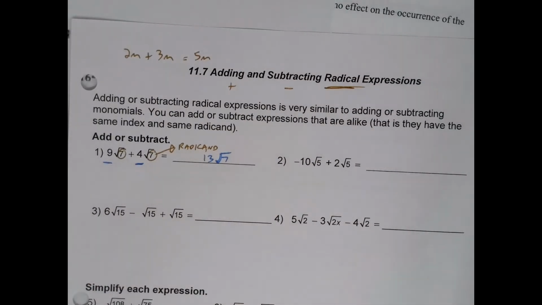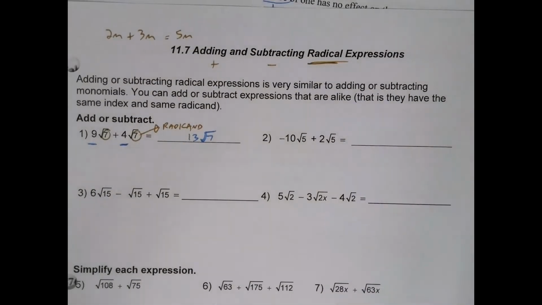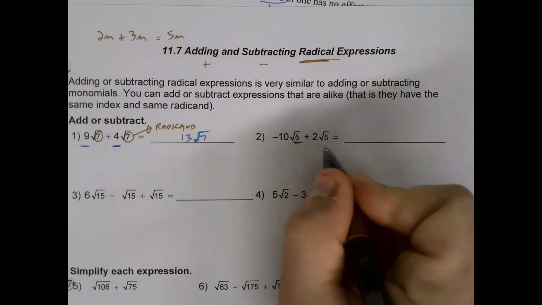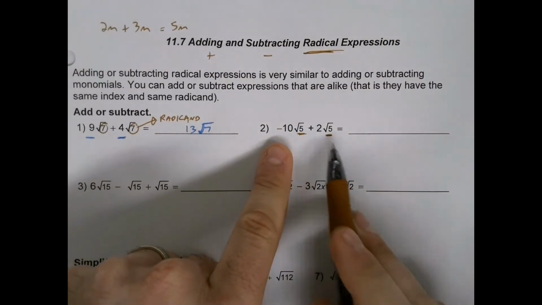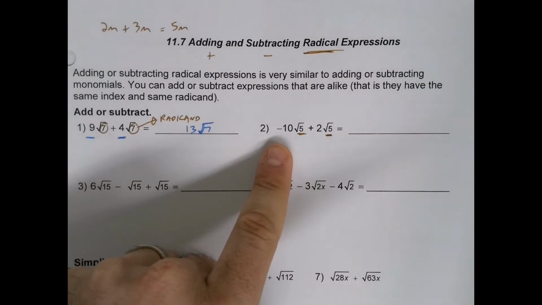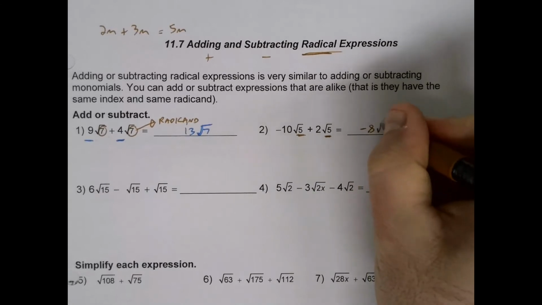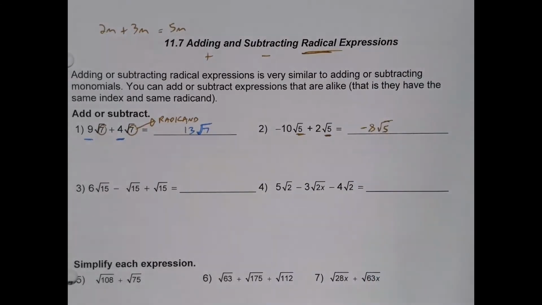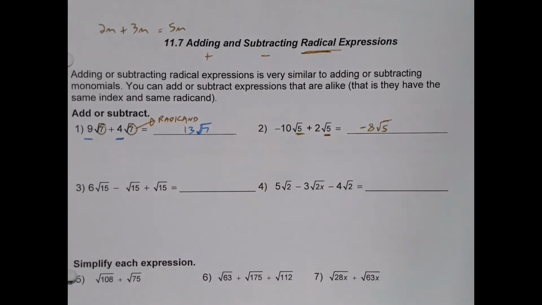Can you guys tell me what this one would be? You see how I have the same stuff under the radical expressions, right? So how many root 5s do I have? Yeah, negative 10 plus 2 is negative 8. Good job, Ken. So I got negative 8 root 5s. Because we got negative 10, you go up 2. I was just looking at the minus sign, and I just thought it was subtraction.